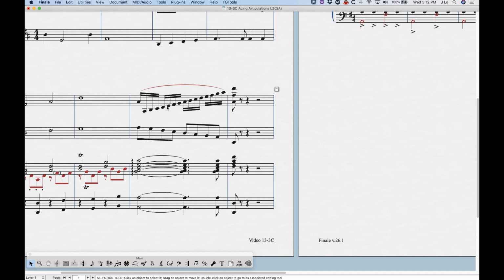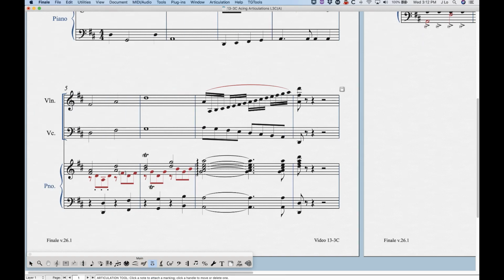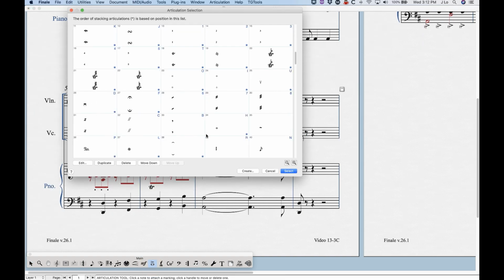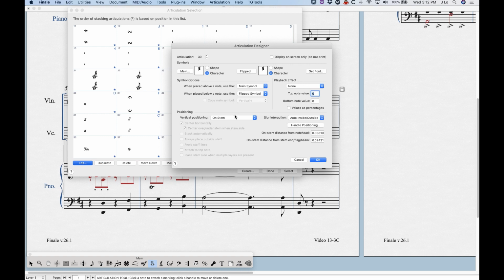And finally, let's talk about the on-stem position. The on-stem position is very specific to the tremolo articulations, these three right here, and there's a Z here that goes on the stem as well. And you'll see that the on-stem is selected. And with the on-stem vertical positioning, you'll notice that all of the options get grayed out because they don't really mean anything. Except, this is what I find odd, the center horizontally and center over/under stem when stem side is checked, but they're grayed out.